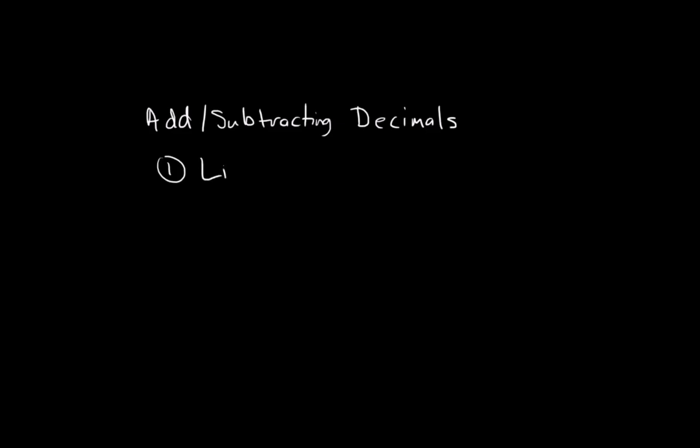Now we're going to talk about adding and subtracting decimals. Just as there were some steps to adding and subtracting fractions, we're going to go through the steps of how to add and subtract decimals. So first, you want to line up your place values, your decimal points. Make sure they're all straight up and down.